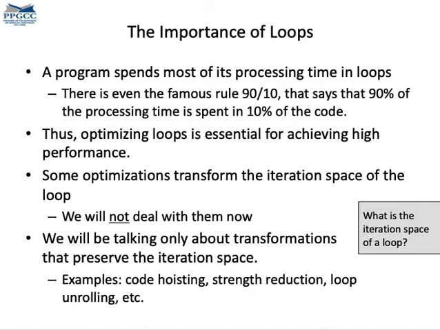The iteration space of a loop is the space formed by the product of all the iterations of a nest of loops. But don't worry, this notion of iteration space is not important today. We shall look only into optimizations that don't really change the iteration space, and we shall talk about the iteration space later on in another class.